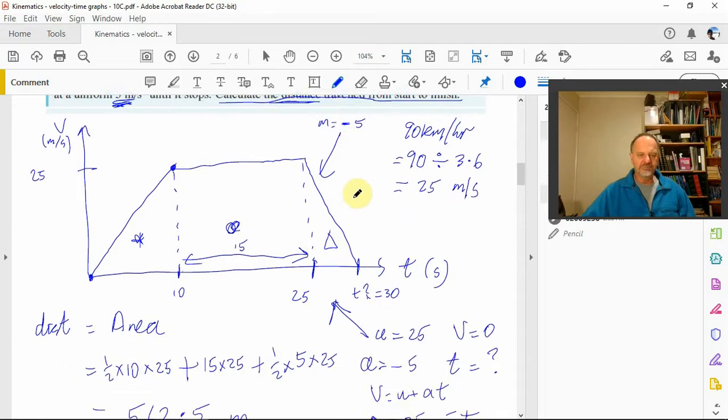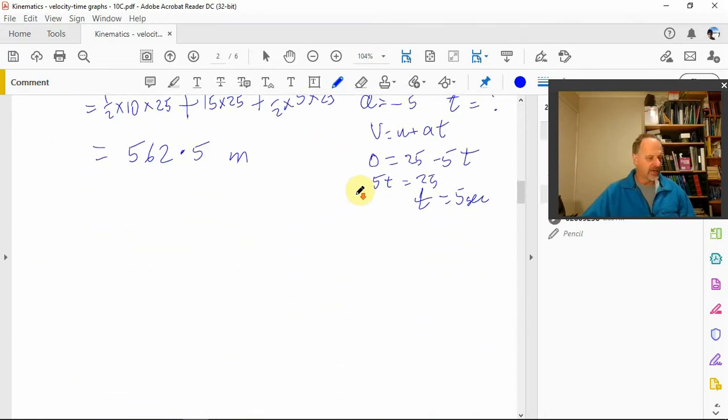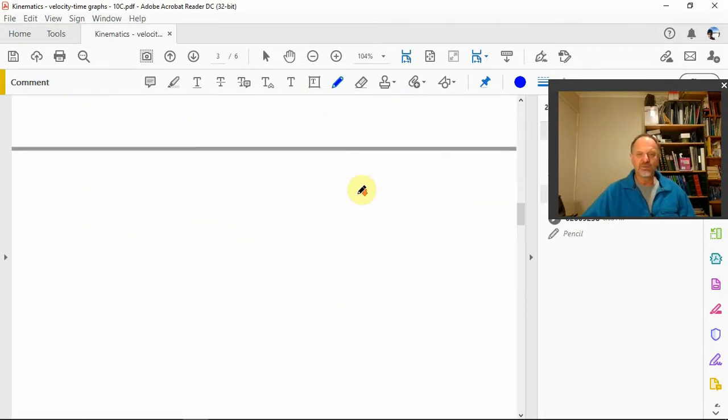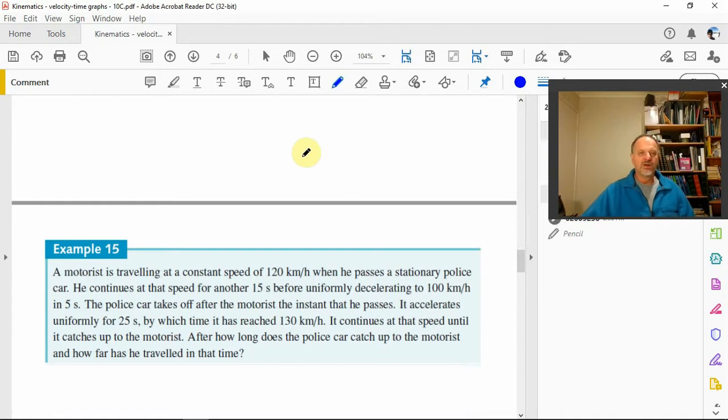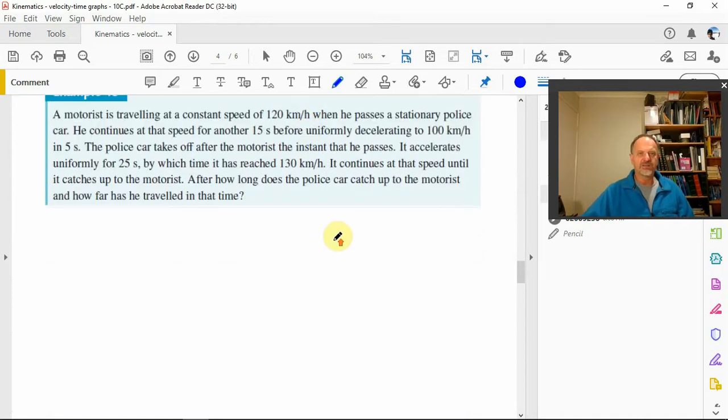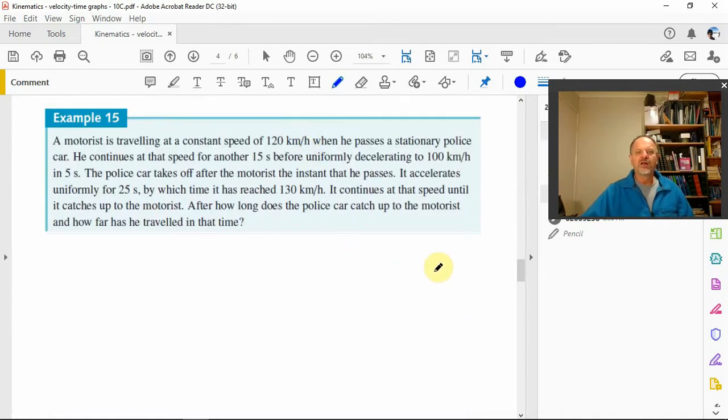All right, so let's have a look at another one, and this one's a little bit more involved, so you have to take your time with this. All right, so here we are. Lots of words in there. Before I even go into the rest, I'm seeing I've got kilometers per hour, but I've got seconds, kilometers per hour, seconds, kilometers per hour.